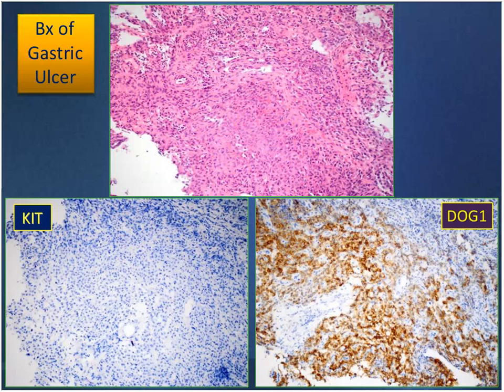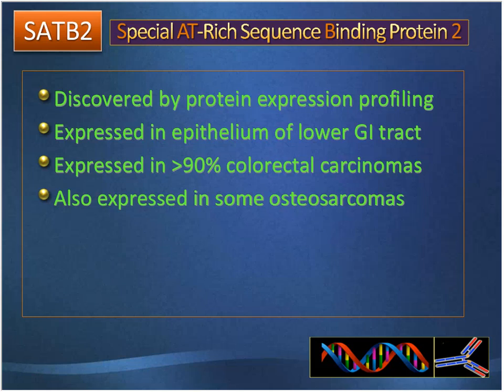I'm going to go to the next category of these markers, and the one that I found very useful many times is SATB2. This is special AT-rich sequence binding protein 2. This also was discovered by protein expression profiling. It is expressed normally in epithelium of the lower GI tract, colon, and occasionally appendix. The great majority of colorectal carcinomas stain positive, and the marker, of course, is a nuclear marker.